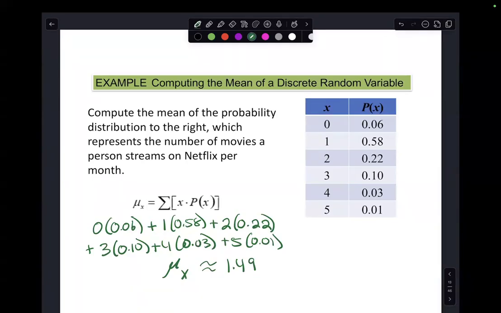So what this is telling me is that if I had a whole bunch of people, let's say I took 2,000 people and asked them how many movies they watched on Netflix per month, and I averaged all of those answers together, I should get 1.49. That is the average of everybody's viewing habits based on this probability model.